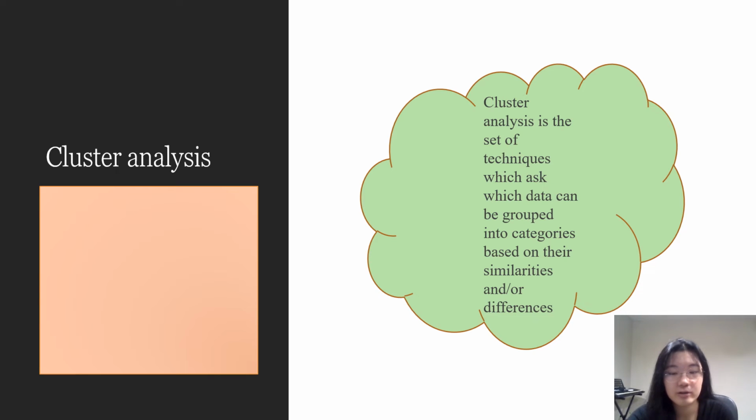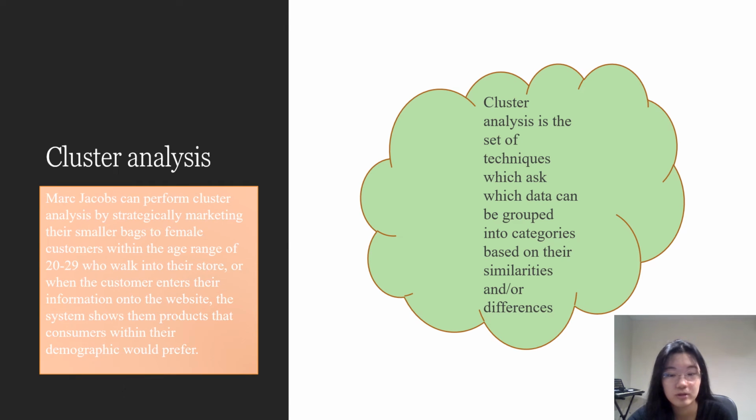An example of how Marc Jacobs can use cluster analysis is on my slides, but I will be reading it out. Marc Jacobs can perform cluster analysis by strategically marketing their smaller bags to female customers within the age range of 20 to 29 who walk into their store. Or when the customer enters their information onto the website, the system shows them the products that consumers within their demographic would prefer, which, as I've mentioned before, would save a ton of resources and time for both the company and sales associates and marketing associates.